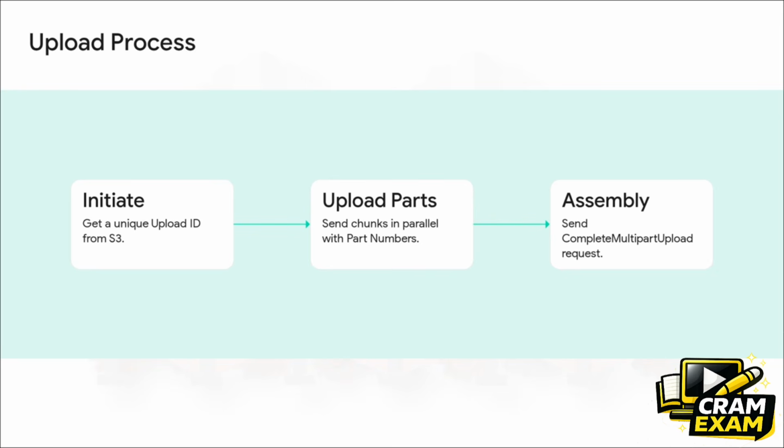Finally, step 3 is the assembly. Once every single part has successfully reached AWS, your application sends a complete multi-part upload request. S3 takes all those individual chunks, stitches them together in the exact order of their part numbers, and creates one single, seamless object in your bucket.